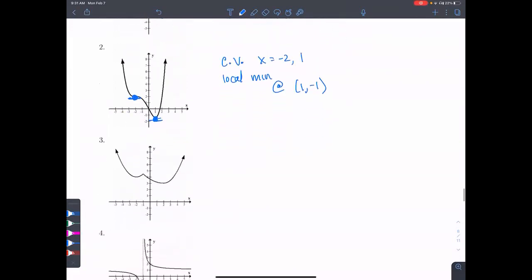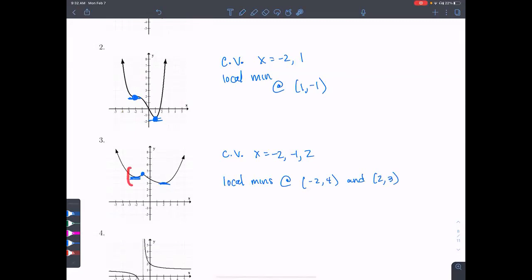Okay. This one, we have critical values where the derivative is 0 at those two places, and here where the derivative would be undefined, at x equals -2, -1, and +2. We have local mins at these two valleys. So (-2, 4) and (2, 3). And they're local mins because, zooming in on them, it's the lowest point in that interval. Zooming in on this, it's the lowest point on that interval.